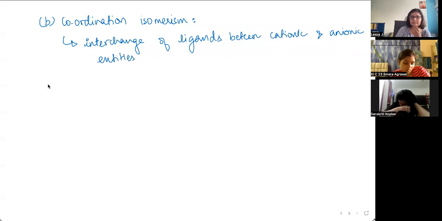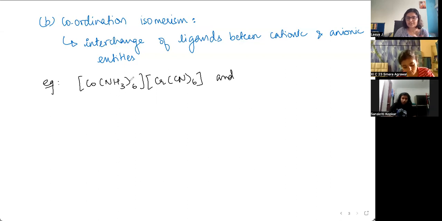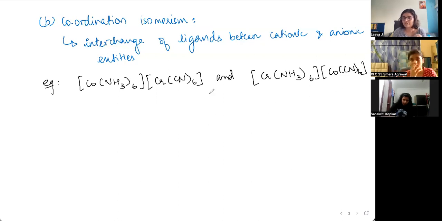Okay, so for example, we have, let's say, Co(NH3) taken 6 times, we keep it simple, and Cr(CN) taken 6 times. If we interchange the ligands in the cation and the anion, so both of these exchange the ligands that they have, here Cr will have NH3 and Co will have CN. So the overall formula is the same. It's made up of a cobalt atom, a chromium atom, ammonia is the ligand, cyanide is the ligand. Same thing in both cases.